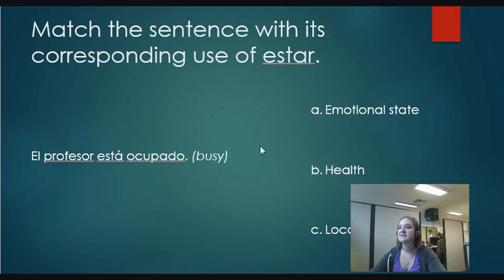So here's a little bit of practice. If I say, el profesor está ocupado, busy. If he is busy, which one of these three uses are we talking about? Is it emotional? Well, busy's not really emotional. Is it health? Busy's not really a state of health. Okay, location. It's not really where he's located, but it's describing the way that he is right now. So even though we've passed by emotional state, we're still talking about a current state of being. So you can think about it in those terms too.